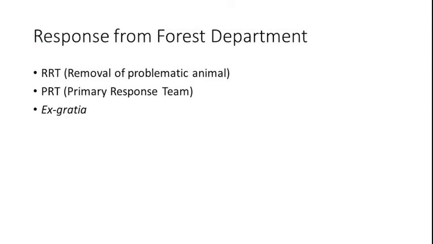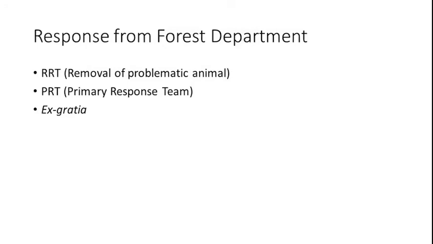So the rapid response team is something that we have modified, and our rapid response team is basically a combination of three skill sets. There's a veterinarian, there's a sociologist, and there's a biologist. The idea of an RRT is to preempt conflict, because the conventional RRT becomes operational after the event, after the conflict has happened. Then whether you remove a tiger or something else, their role comes after the event has happened. But for this RRT, we try and preempt conflict.